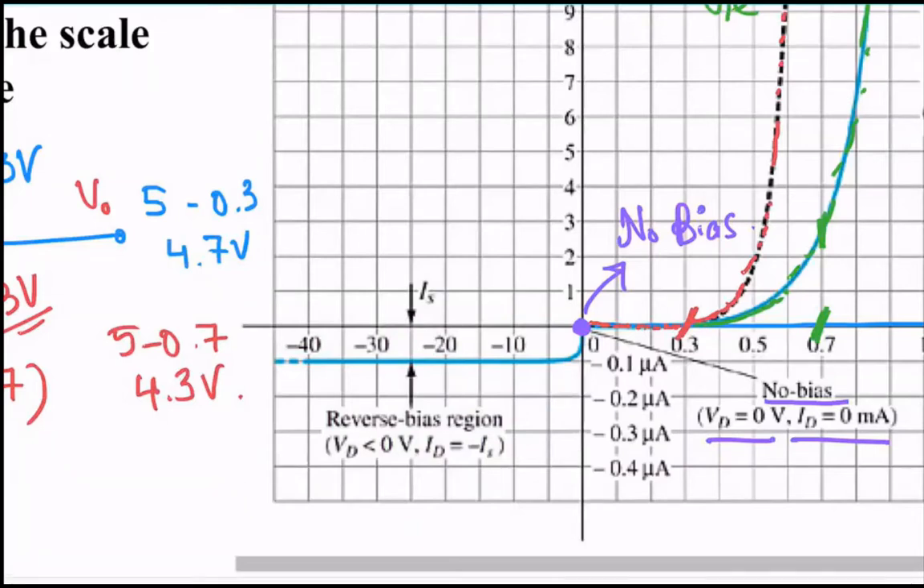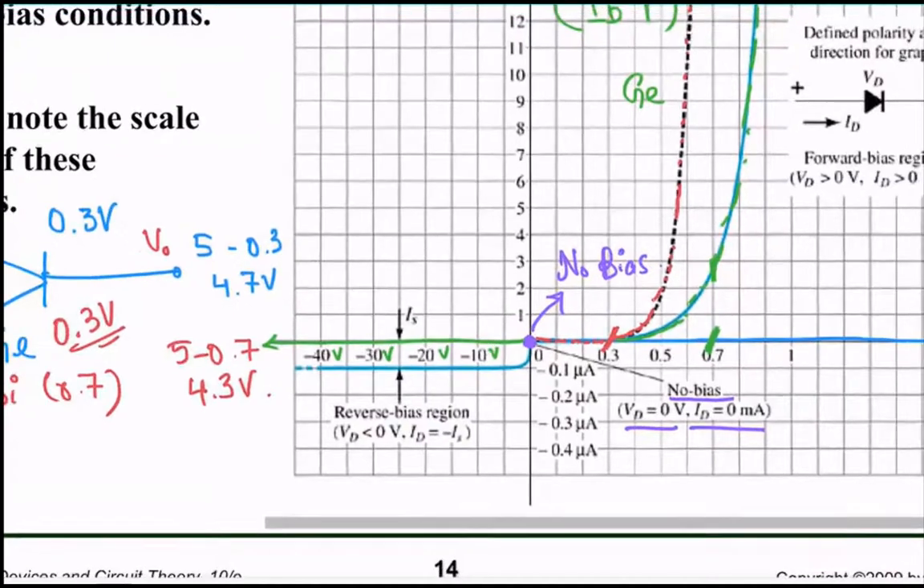Negative voltage is applied. You have negative 10 volts, negative 20 volts, negative 30 volts, negative 40 volts, right? When a negative voltage is applied, what happens to the diode? The diode will not conduct electricity, so your current will be 0.